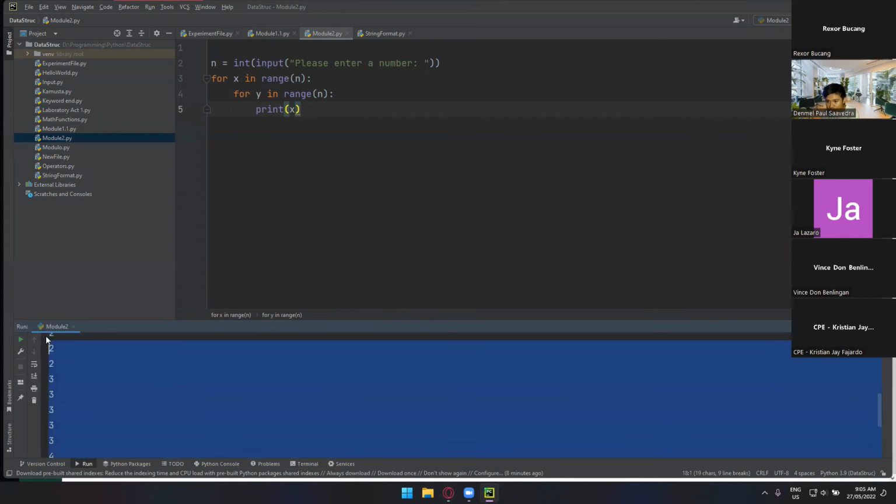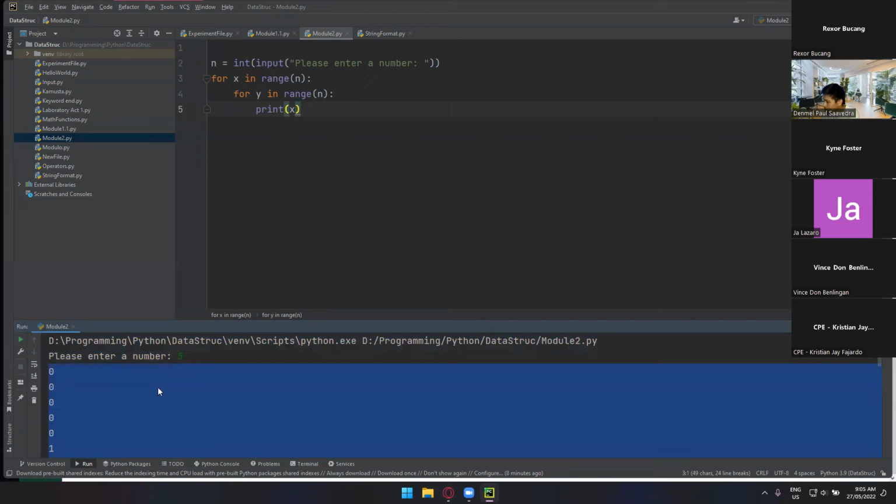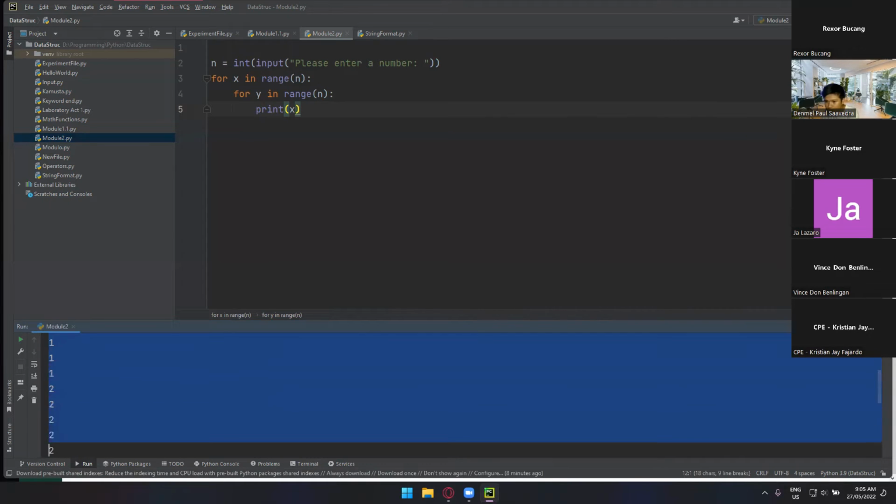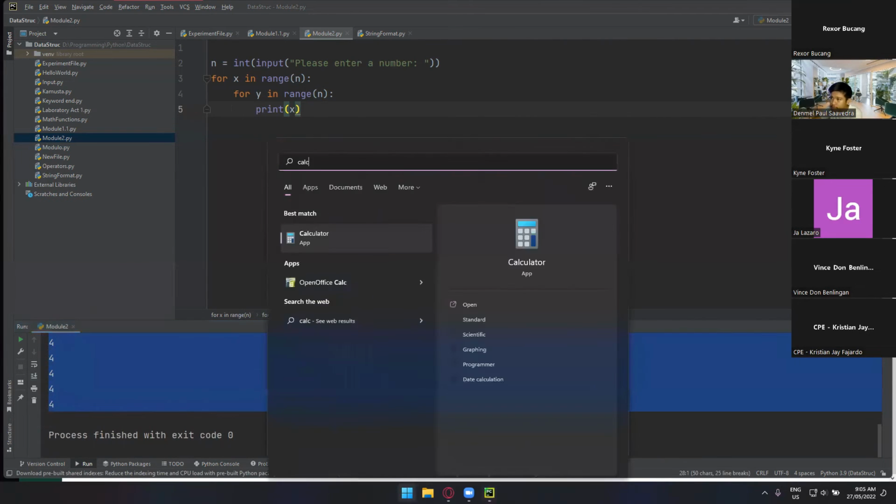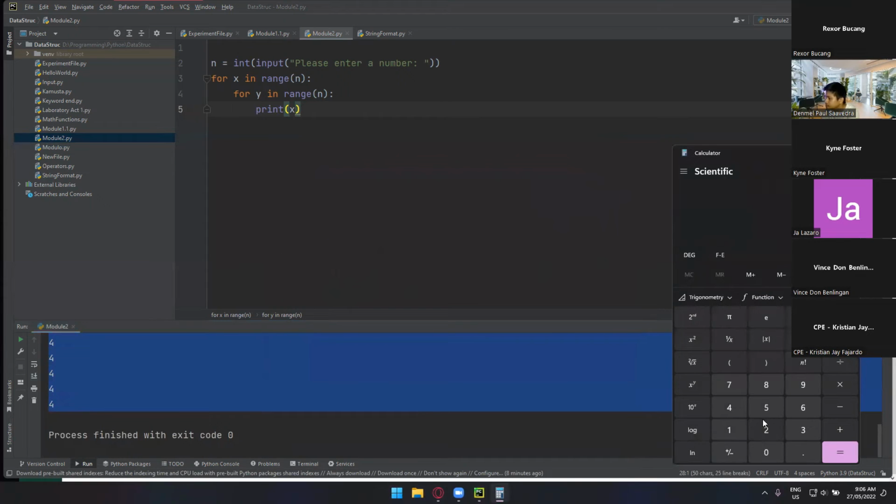So how many lines is this? 24 lines. 25 lines, right? 2 raised to 5. It's 32.